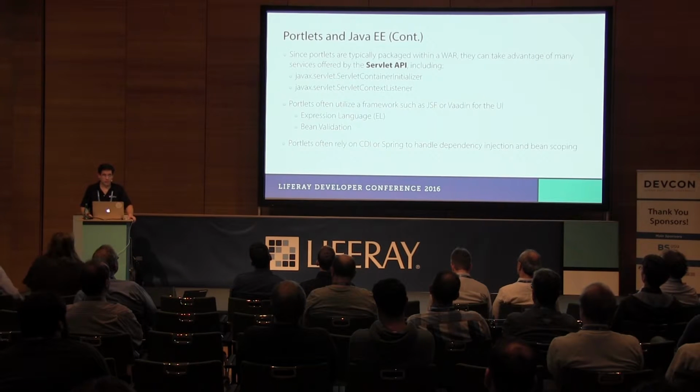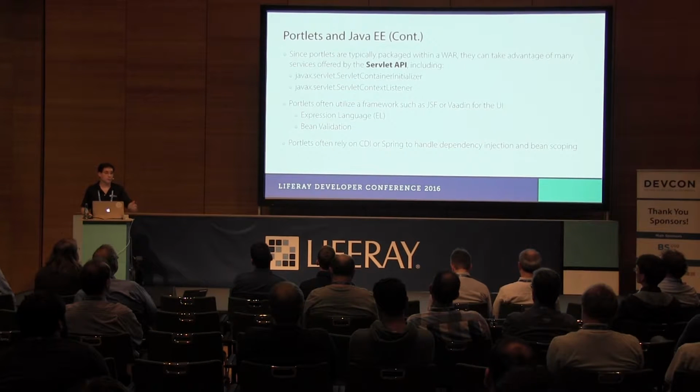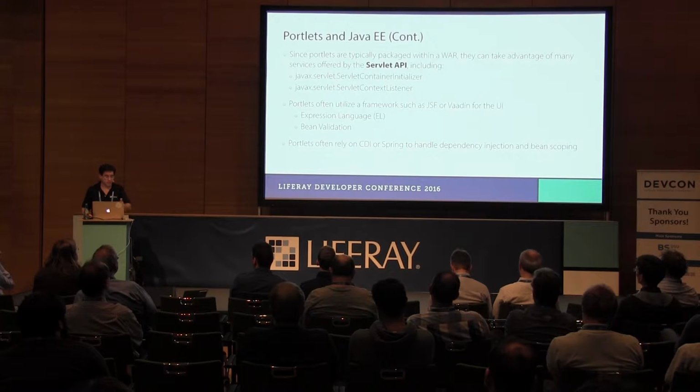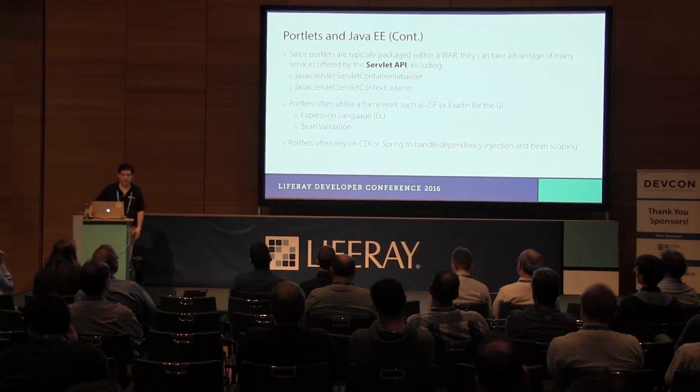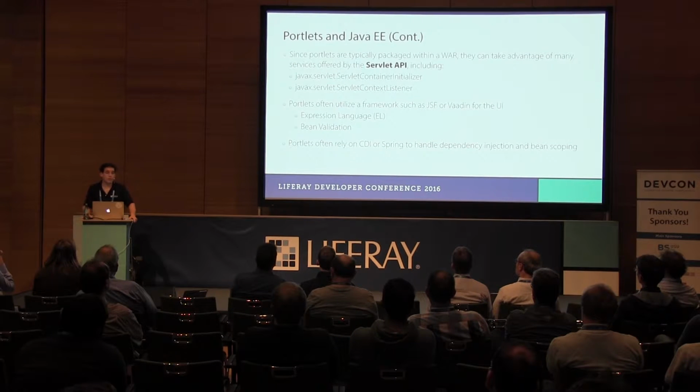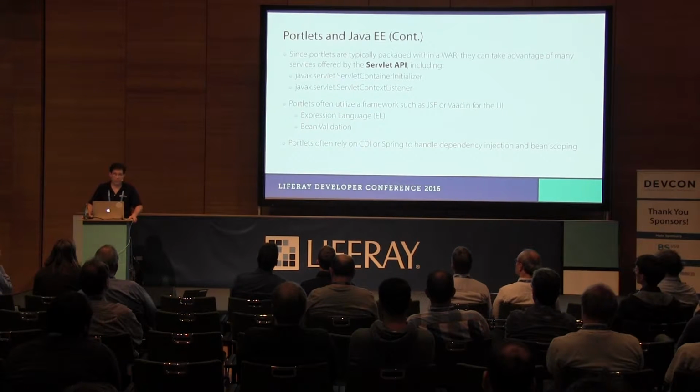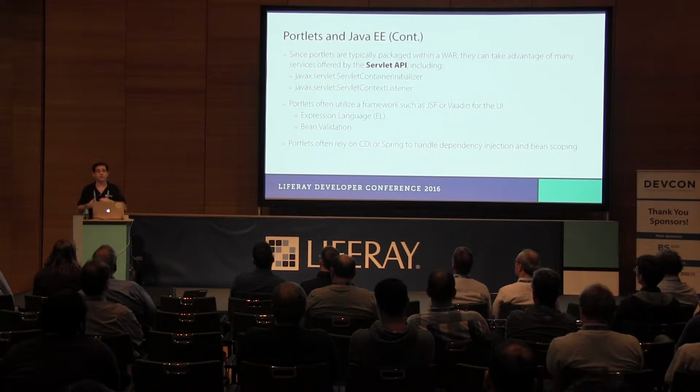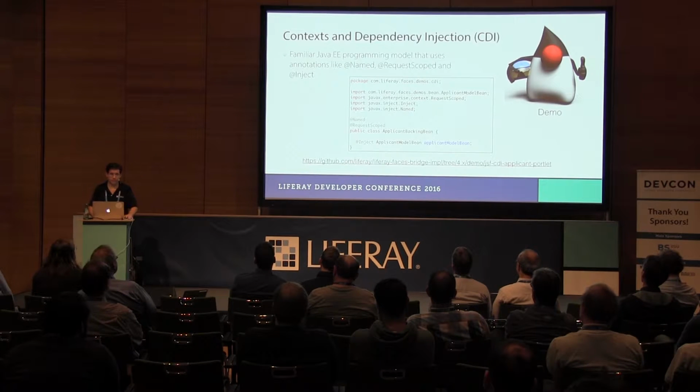If you're using JSF or Vaadin for the UI, then you're going to be using other parts of Java EE. If you're using JSF, you're going to be using the expression language, perhaps bean validation. If you're going to do dependency injection, then maybe you're going to rely on CDI or perhaps Spring, perhaps scoping your beans and so on. So there is this relationship between these technologies that we just need to realize.